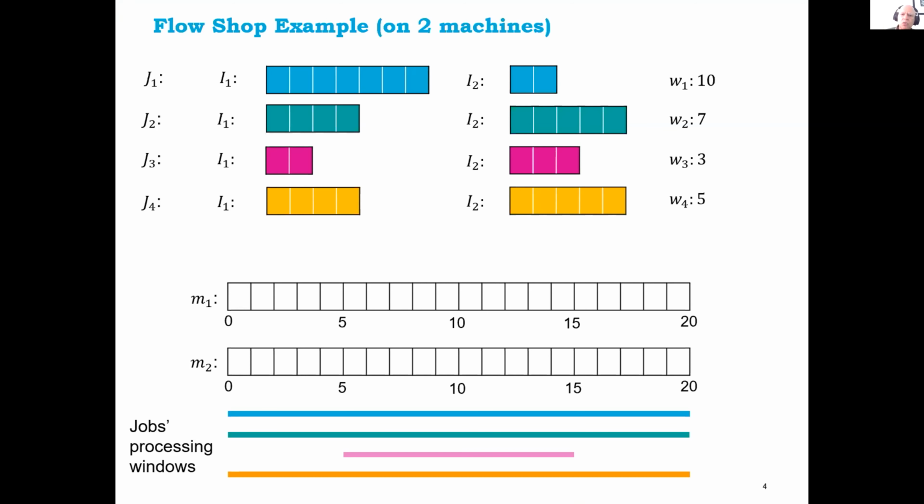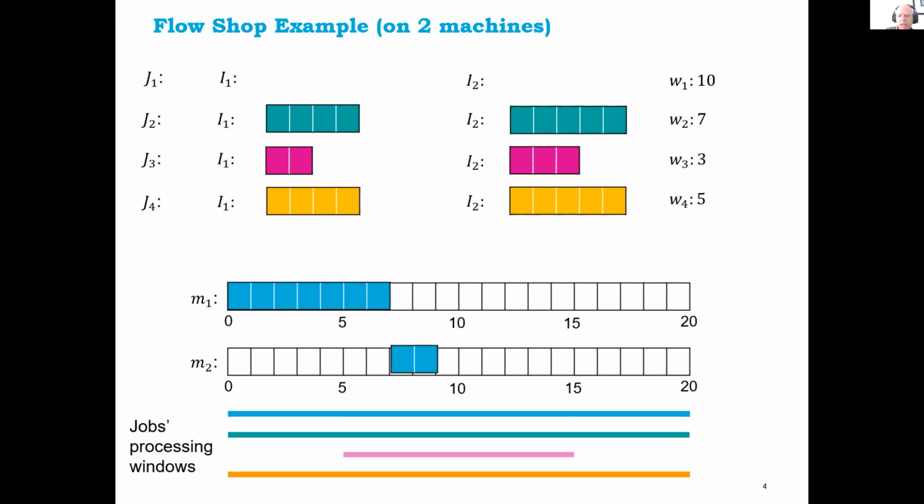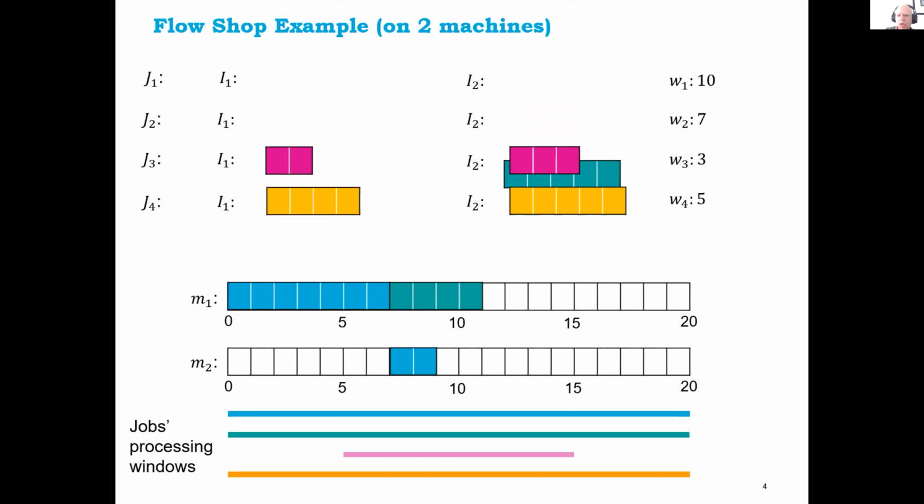So let's try to schedule these jobs, and let's first do, of course, the naive solution. So we start with the blue job, we put it on machine 1, then we put the second segment on machine 2, and then we go to the green job. So we do some kind of a list scheduling, what we call. So we put it on machine 1, again, it's within their time window, and we put it in machine 2, and now we are stuck. We cannot put neither the pink job nor the orange job or the yellow job.